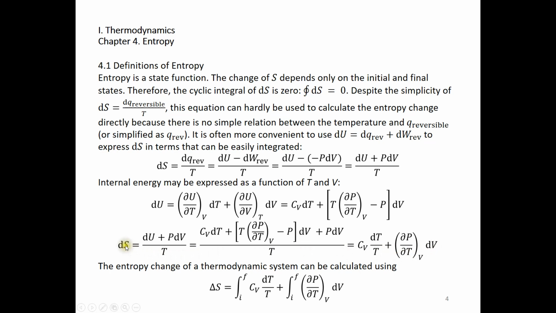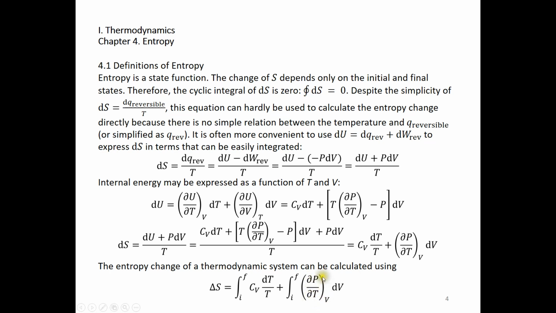And because entropy is a state function, if both the temperature and volume change for a system, we can always allow the temperature change first, followed by the volume change. Therefore, the finite change of entropy is the integral of Cv dT over T and the integral of delta P over delta T on a constant volume condition times dV. We can evaluate this delta P over delta T on a constant volume condition for an ideal gas. It's very simple. It's just P over T or nR over V.